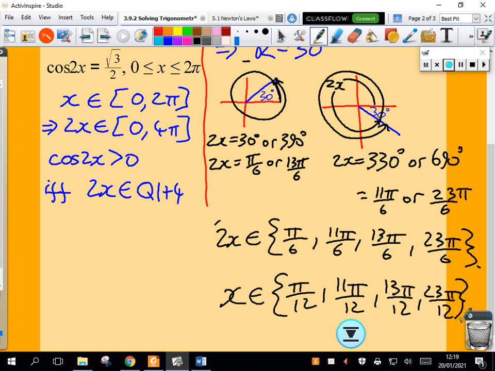Okay, how do I check it? Take your calculator, make sure you're in radian mode. So in my calculator, there's shift setup, number 2 for angle, number 2 for radian, and I'll type in cosine of 2 times, say, pi over 12.